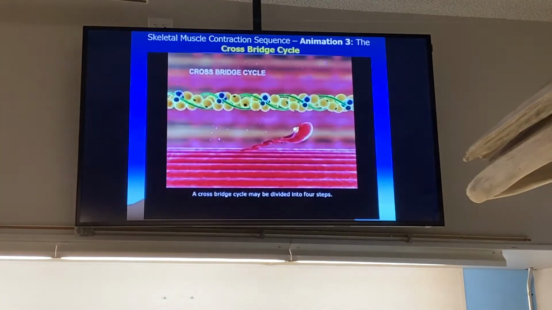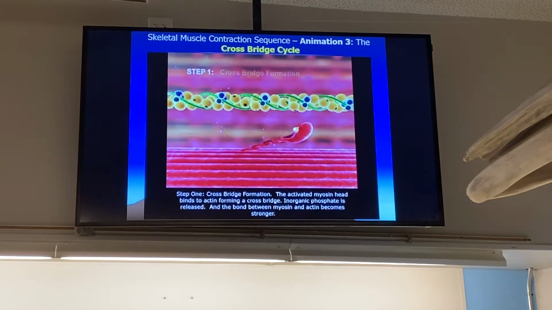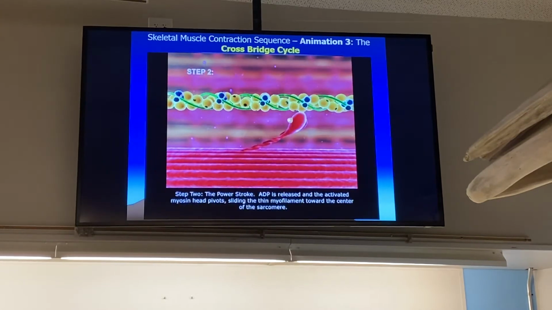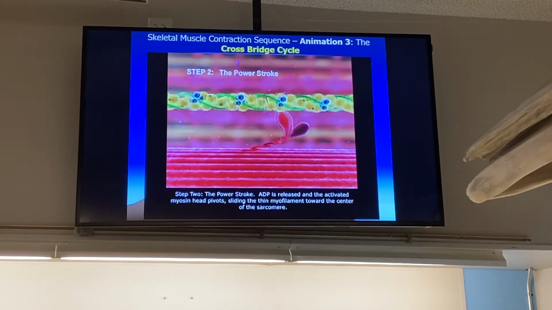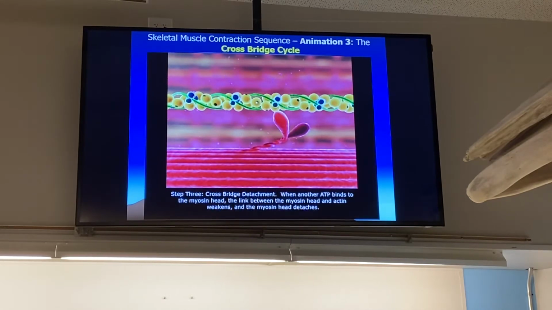A cross-bridge cycle may be divided into 4 steps. Step 1. Cross-bridge formation. The activated myosin head binds to actin, forming a cross-bridge. Inorganic phosphate is released, and the bond between myosin and actin becomes stronger. Step 2. The power stroke. ADP is released, and the activated myosin head pivots, sliding the thin myofilament toward the center of the sarcomere.